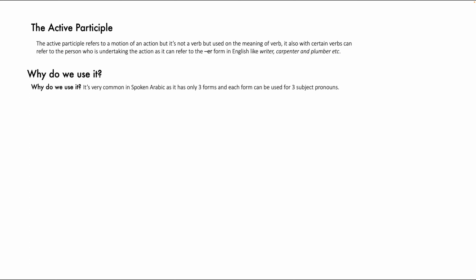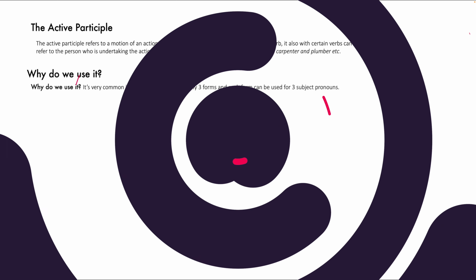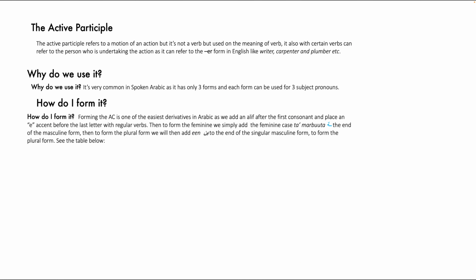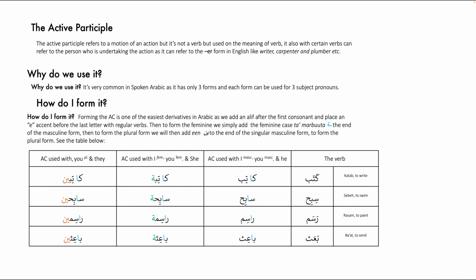And then, going back and answering the question, why do we use it? The active participle is an easy form to remember because it has 3 conjugations, and each conjugation could be used with 3 subject pronouns. How do we form it? For most active participle forms, you add an alif after the first consonant, and if you change it to feminine, you add the feminine ending to the end of it. And to change it to plural, all you need to do is add an -in to the end of the masculine form. For example, here in front of you, we've got a number of verbs.